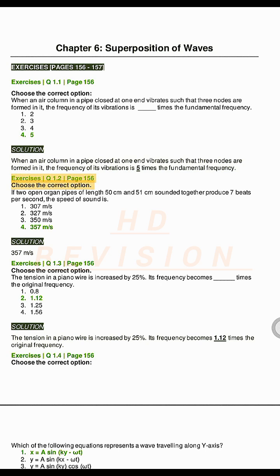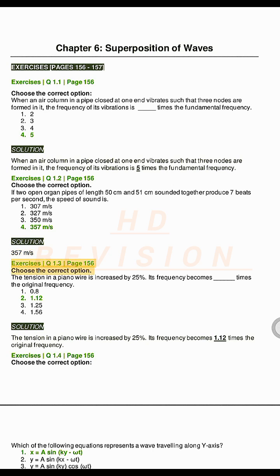Exercises Q1.2, page 156. Choose the correct option. If two open organ pipes of length 50 cm and 51 cm sounded together produce 7 beats per second, the speed of sound is: 1. 307 meter per second, 2. 327 meter per second, 3. 350 meter per second, 4. 357 meter per second. Solution. 357 meters per second.